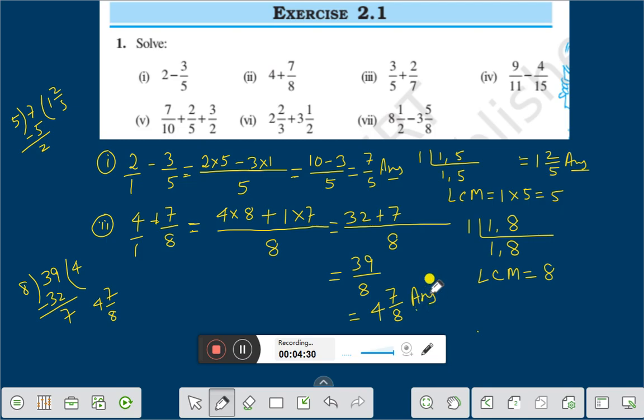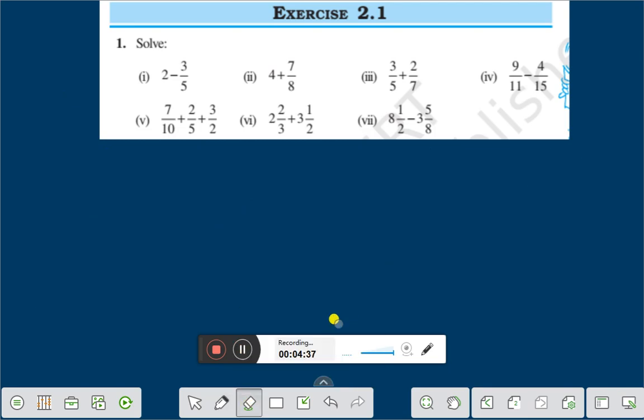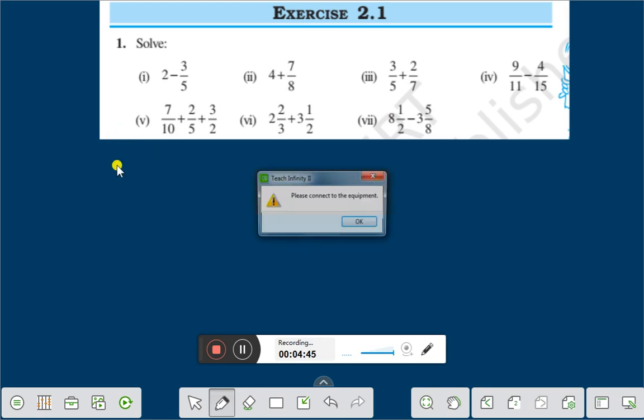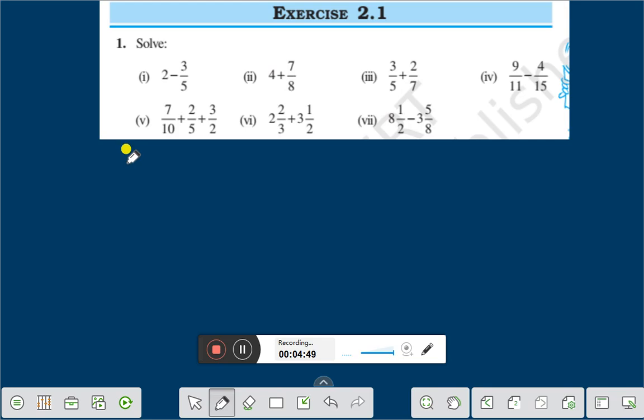Now we'll solve question number 3. Question number 3 is, here you see, 3 by 5 plus 2 by 7. Find the LCM of 5 and 7.